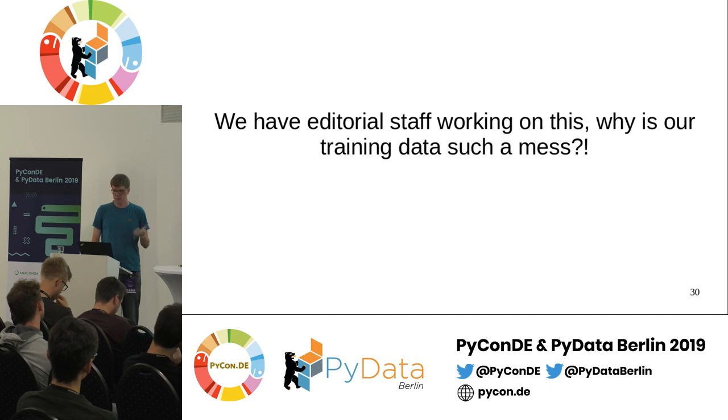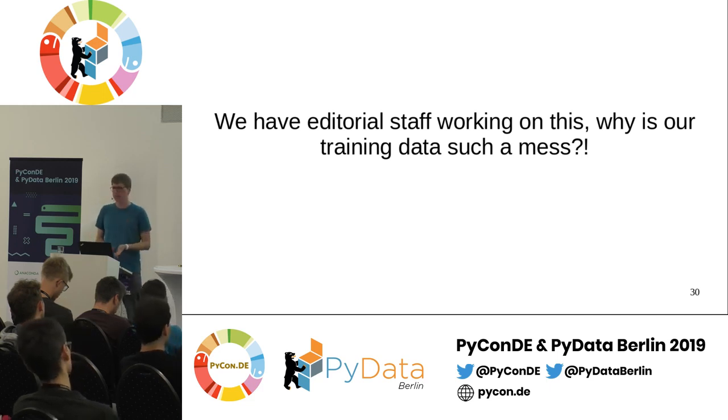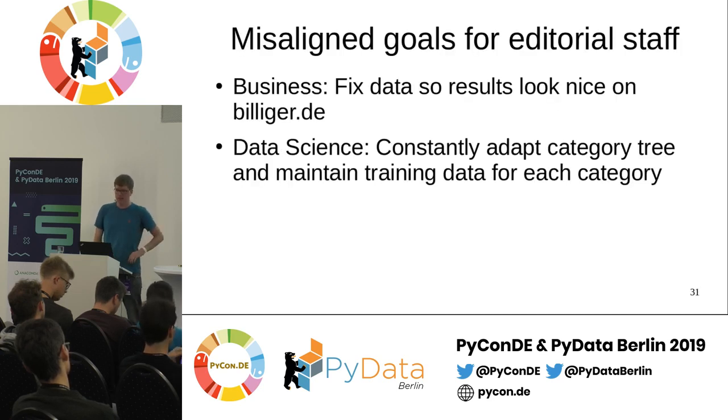And here's the thing. If we have editorial staff working on this, why is our training data such a mess? It's really unbelievable, right? And the bottom line, and that's the important thing, we learned the business goal we gave our editorial staff was fix the data so the results look nice on billiger.de. And the data science part of us said, you should constantly adapt the category tree to the reality and maintain training data for each category.